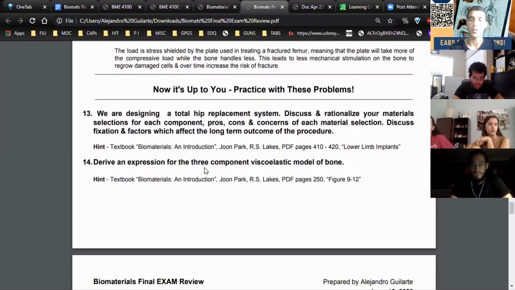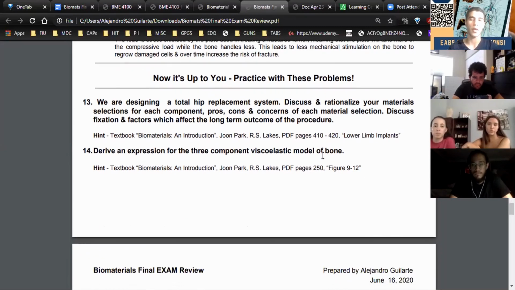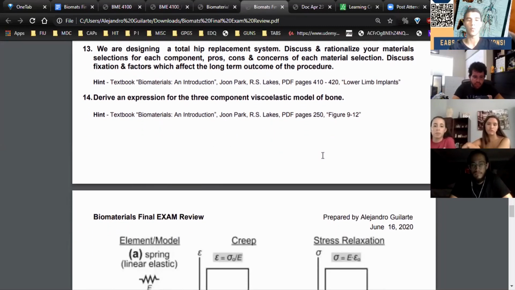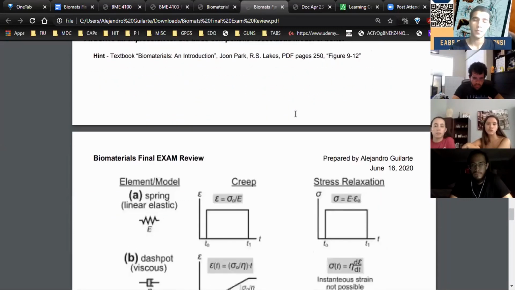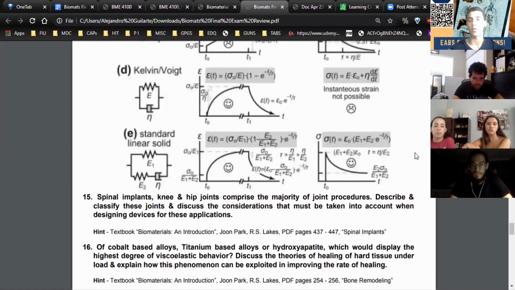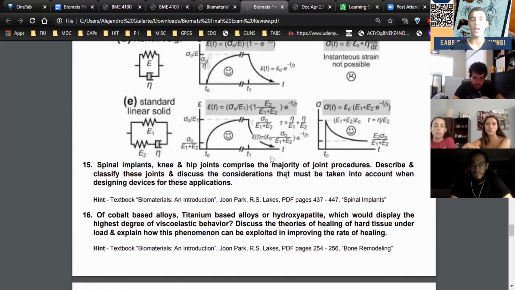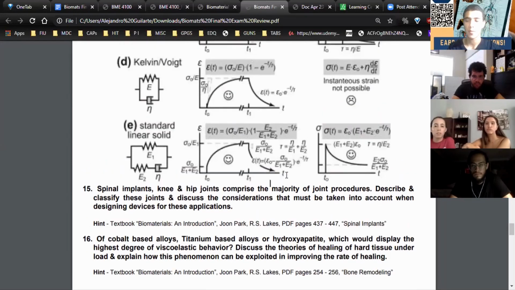And so these are some practice problems you guys can read up on. Within the book, it relates to similar applications where you discuss pros and cons and where or where not a theory would be applied. So we have total hip replacement, and a 3-component viscoelastic model of bone, which is the same as a standard linear model. Here are different models, and this is the one you're looking for, the standard linear solid model. Spinal implants and knee hip joints, and hydroxyapatite, which is bone cement. Any questions, guys?